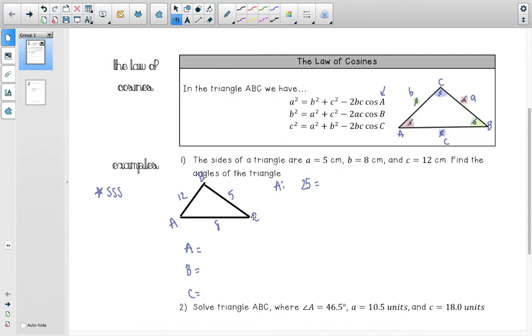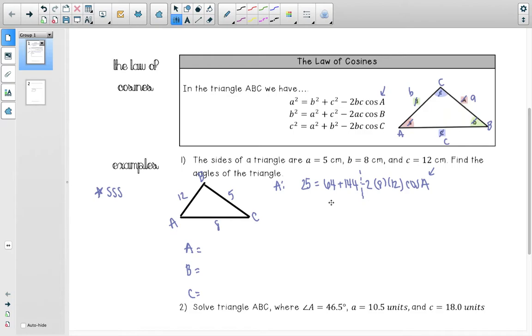B squared is right here at 8, so that's 64. And then the other side is 12 squared, which is 144. Minus 2 times 8 times 12, and then cosine of A, which we don't know. Now here's the really important part. All of this, make like a dotted line, is separated by the subtraction sign. You have to pull this all over here first and then divide by all of this. So let's go ahead and just do some simplification.